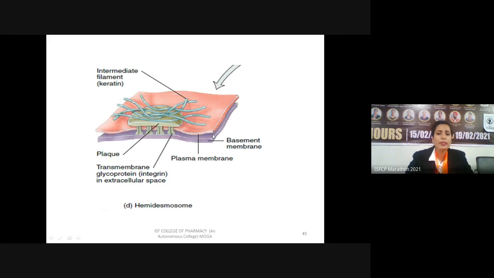So here we can see the plasma membrane. These are the proteins that are known as integrin. These are different from the previous protein that was the cadherin. These proteins are attached with the laminin protein of the basement membrane. Here also is the formation of the plaque in the center and the extension of the intermediate filament, keratin, from this plaque.